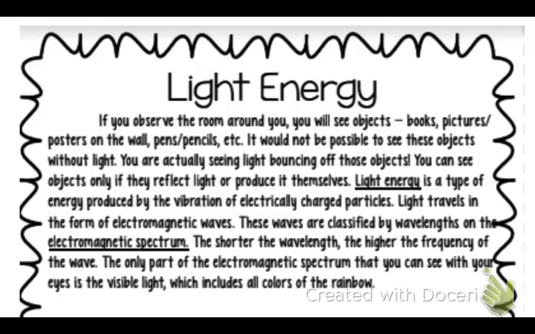Light energy is a type of energy produced by the vibration of electrically charged particles. Light travels in the form of electromagnetic waves. These waves are classified by wavelengths on the electromagnetic spectrum. The shorter the wavelength, the higher the frequency of the wave. The only part of the electromagnetic spectrum that you can see with your eyes is the visible light, which includes all the colors of the rainbow.